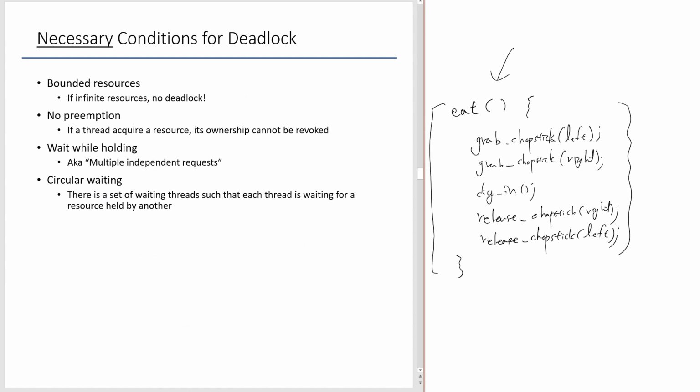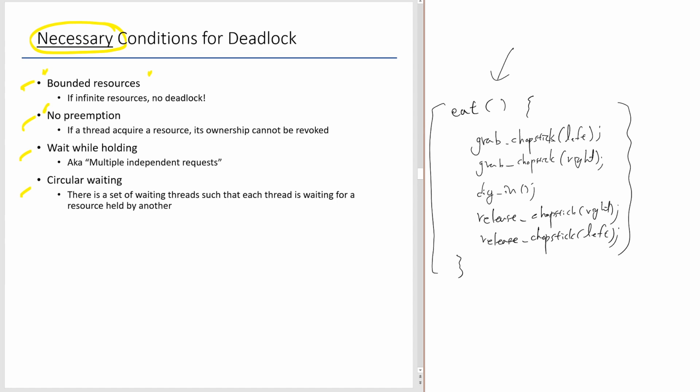All right, so let's analyze this situation. Let's take a step back and examine the necessary conditions for deadlock. It is important to recognize that the conditions here are necessary. That means if you have a deadlock, all these conditions exist. The first one is known as bounded resources. That means in order for deadlock to happen, resources should be limited. In the dining philosophers case, we only have 5 chopsticks.